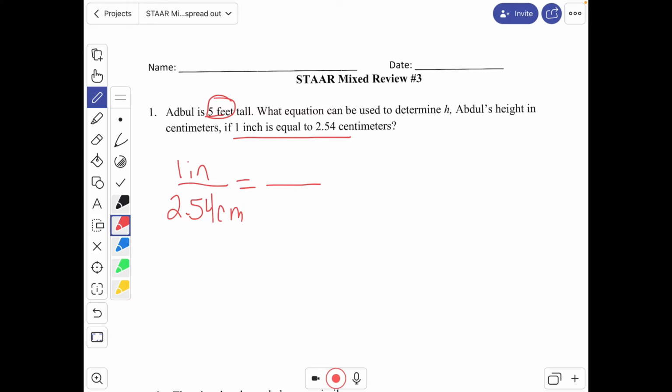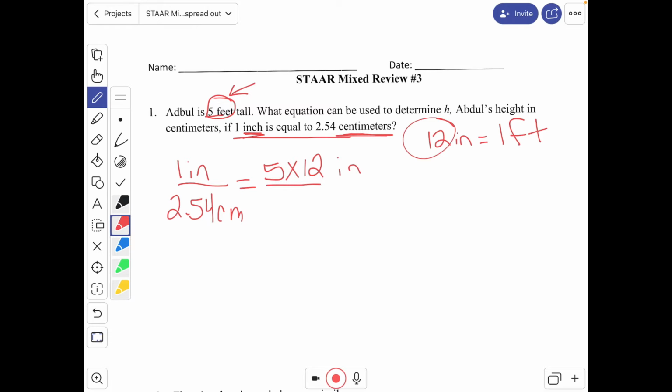Because neither one of the other units, I have inches and I have centimeters. So I probably need to change feet to inches. And there are 12 inches in 1 foot. So to change 5 feet to inches, I'm going to need to multiply by 12. So 5 times 12 would tell me how many inches he is.